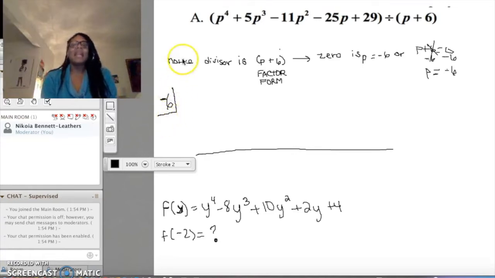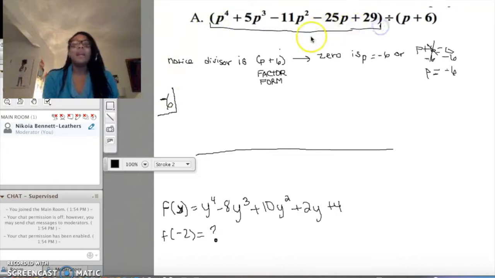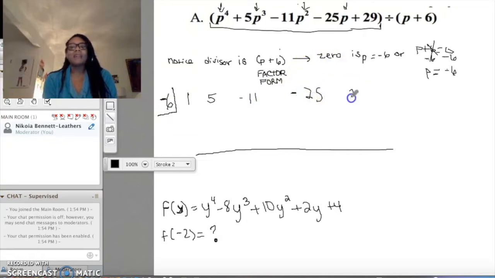That's my negative 6. Now I am going to look at my dividend, which is the extremely long polynomial, the polynomial with the higher power. That is what I'm going to grab the coefficients of. Remember, I'm going to do the check to make sure I have every single term. I have p to the fourth, p to the third, p to the second, p to the first. Okay, I'm not missing any. So now let me grab the coefficients. For the first term, the coefficient is 1. The second term is 5. The third is negative 11. The fourth is negative 25. And the last one is 29.